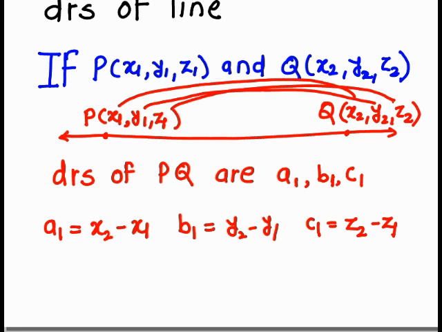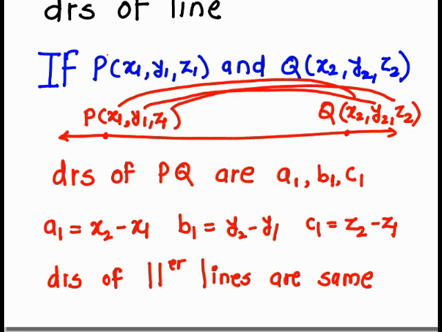Hope you understand this. Remember one note: the DRS, that is direction ratios, of parallel lines are always the same. We require these to find an equation of a right circular cone.